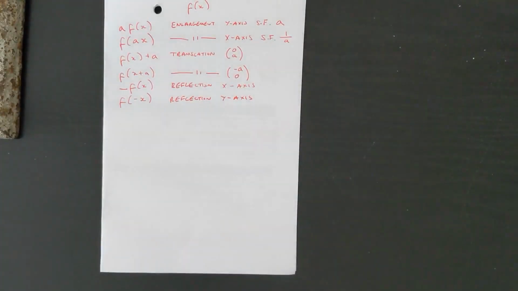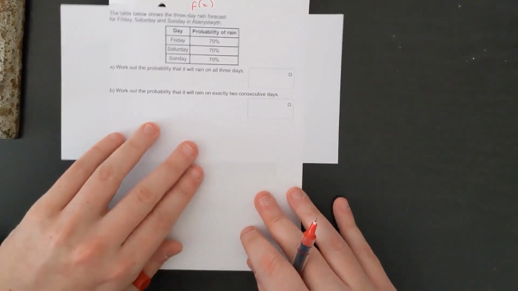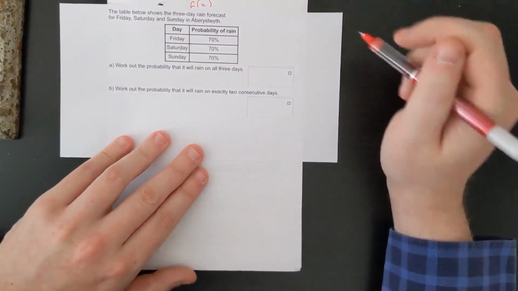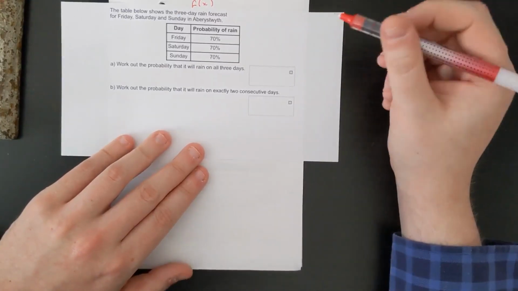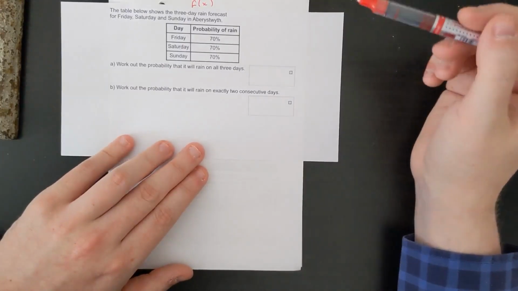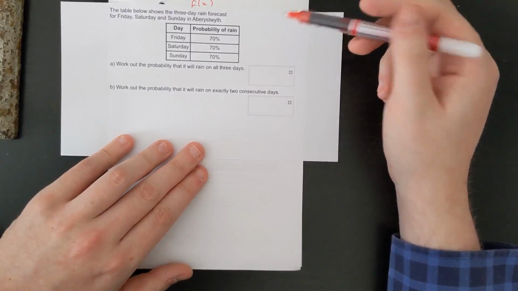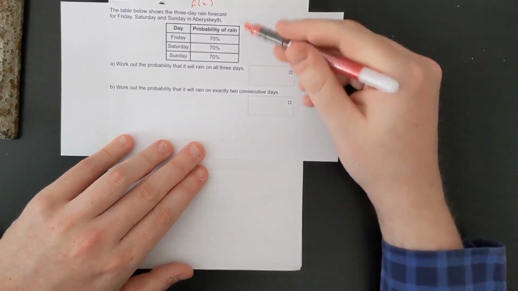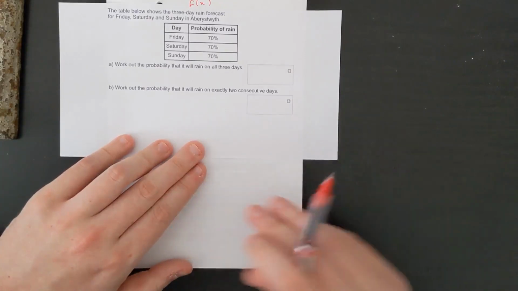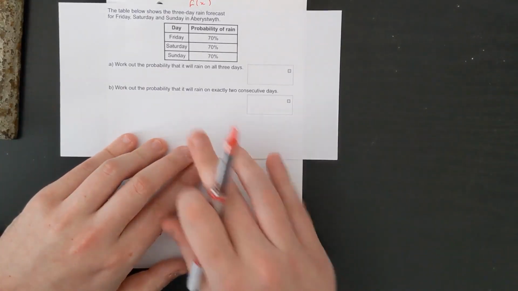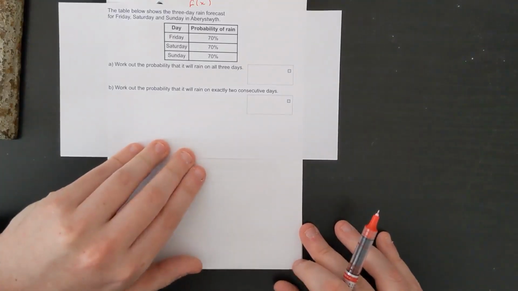The third question I want to talk through is probability. I'm not really sure why this caused issues, but I think it's important that we cover it because I was asked about it a number of times, including from students who generally are doing pretty well in maths. The table below shows a 3-day rain forecast for Friday, Saturday and Sunday in Aberystwyth. And you're given there the probability of rain is 70% in each case. Work out the probability it will rain on all 3 days, and then the probability it will rain exactly 2 consecutive days.